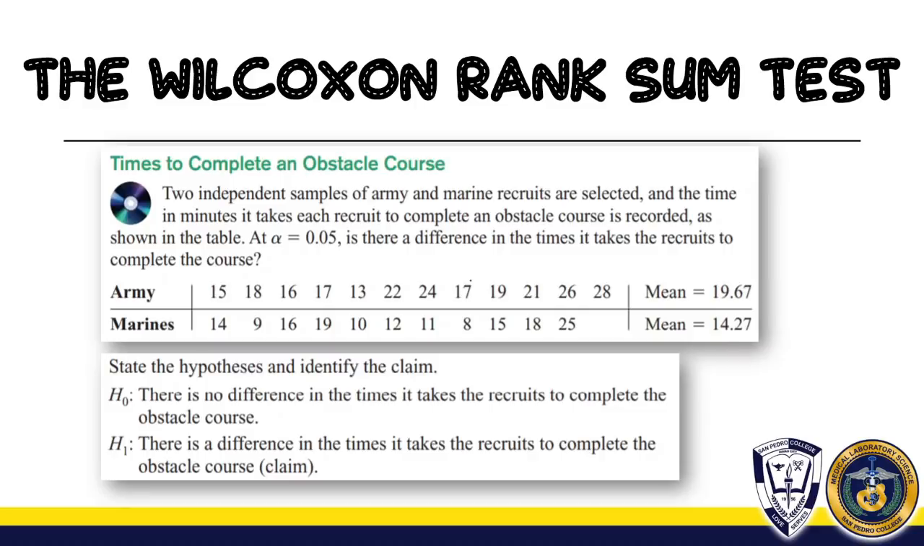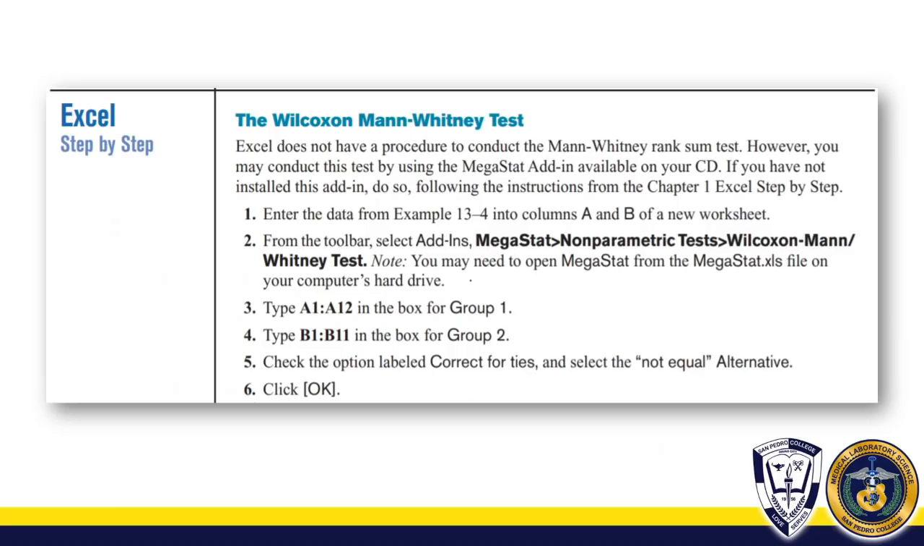So as you can see for the null, diba mamo dyan yung usual na linya nato kung may null hypothesis. So for the null hypothesis, there is no difference in the times it takes the recruits to complete the obstacle course, whereas for your alternative hypothesis, there is a difference. So how do we process? How do we compute for the p-value of your Wilcoxon rank sum? So this is your step-by-step.